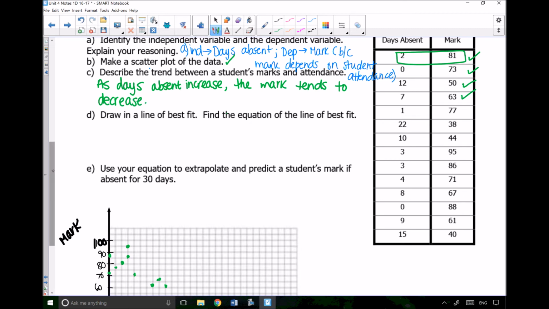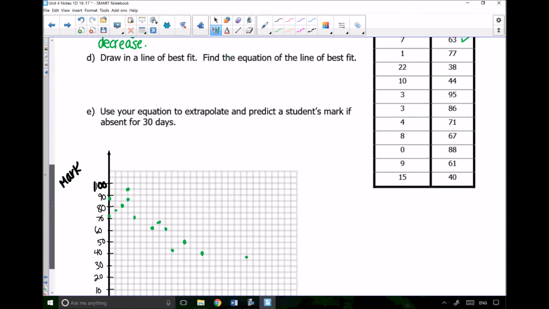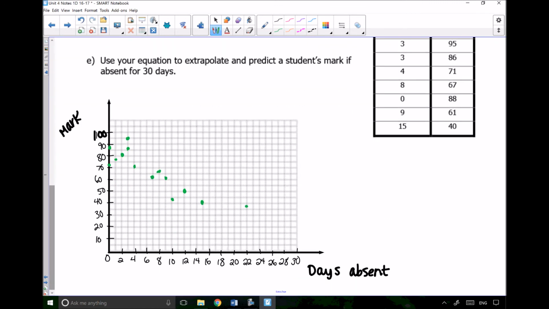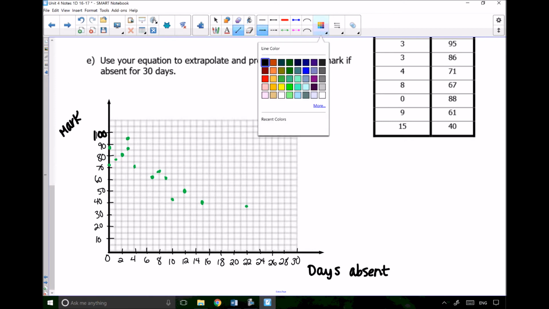Okay, then part D is the tricky part. Drawing a line of best fit. So I need to draw a line that fits this data well. So this next part that I'm going to do, don't actually put it in quite yet. I want you guys to see what I'm doing, and then I'll tell you exactly which one we'll put in.